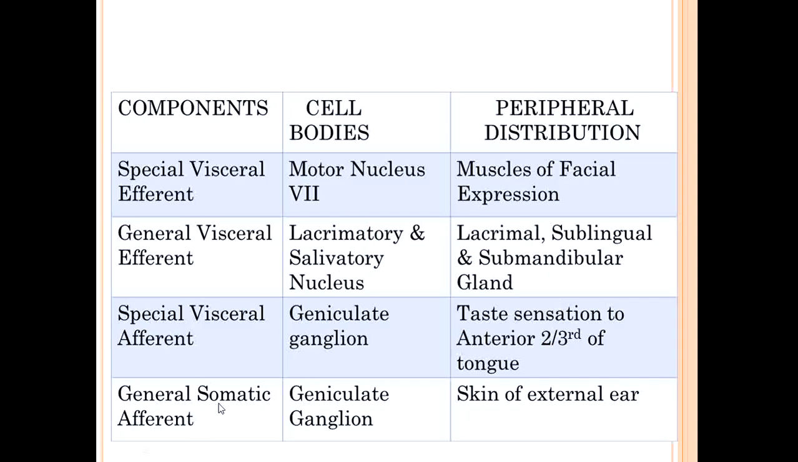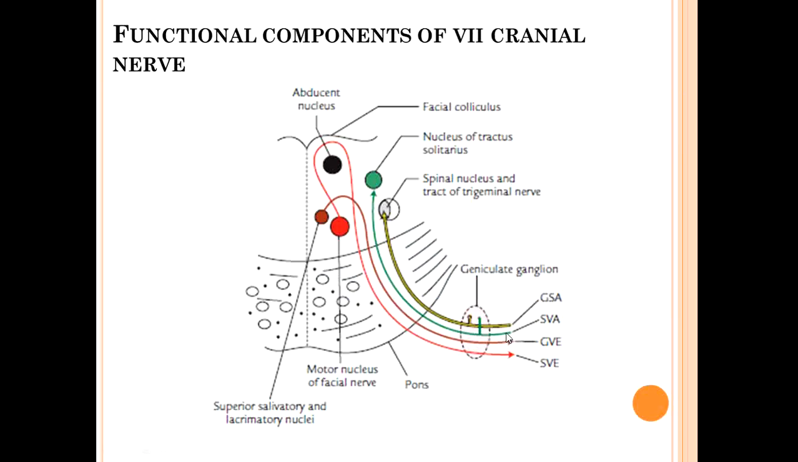And another one is general. Here you see general somatic afferent. That is carrying the sensation from the skin of the external ear. Where does it go? It goes to the spinal nucleus and tract of the trigeminal nerve. So you can see these are the four functional components of the seventh cranial nerve. Again I am repeating: special visceral efferent, general visceral efferent, special visceral afferent, general somatic afferent.